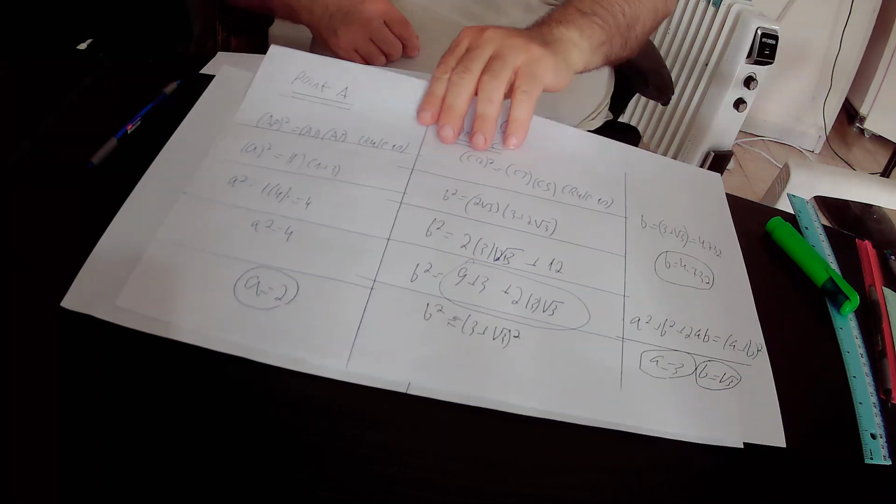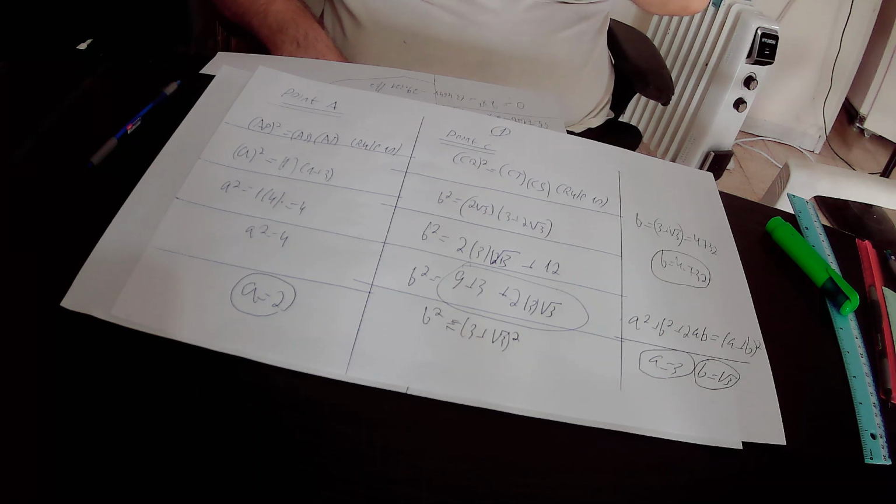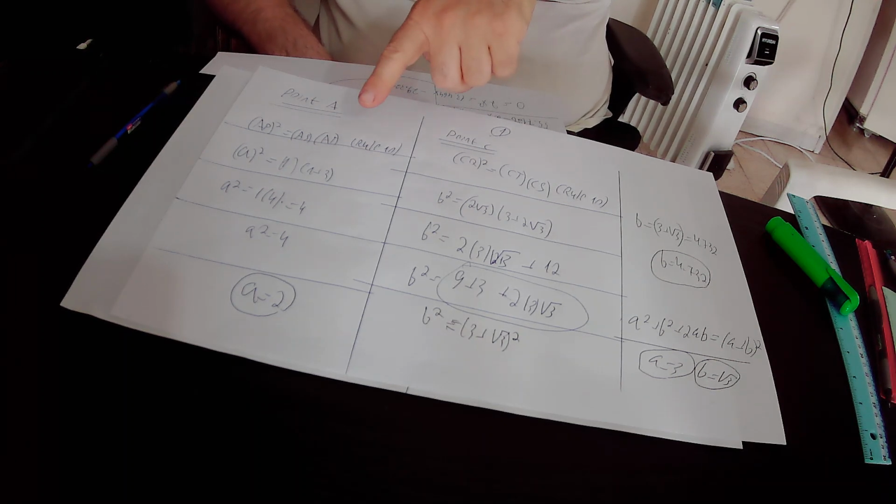Repeat again, AP square equals AS times AT according to rule 10. AP is a, therefore AP square is a square. AS is 1, AT is 1 plus 3. So a square equals 1 times (1 plus 3), that is 4. So a square equals 1 times 4, that is 4. A square equals 4.